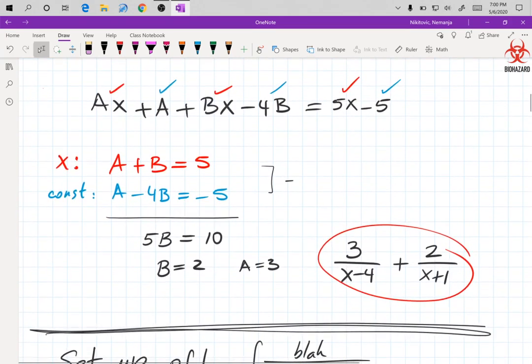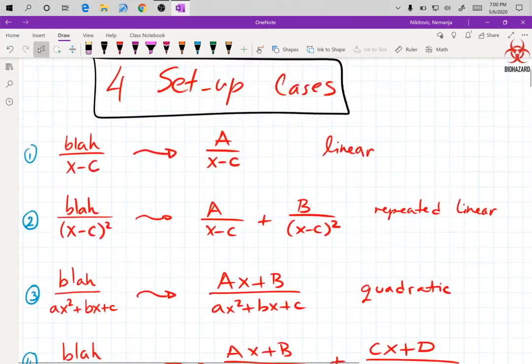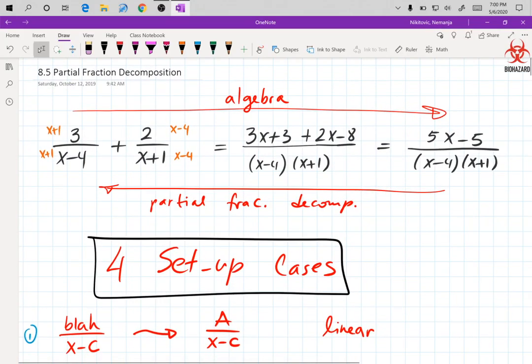I solve for A and B. I get that A is 3, B is 2, and when you go all the way up there, see, 3 over x minus something and 2 over something. So we were able to decompose it and get the value.